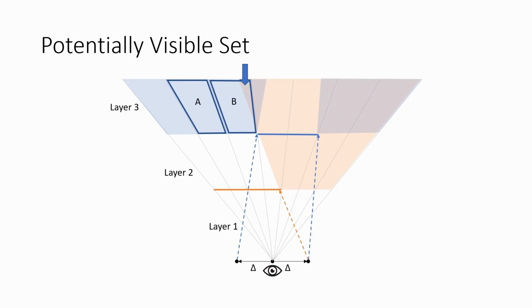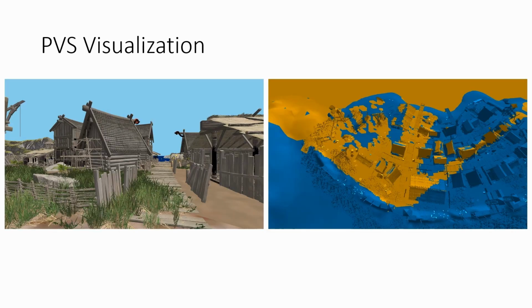High parallelism and order independence make our method about 1 order of magnitude faster than previous potentially visible set methods. Next, we show some examples from the scenes used in our evaluation. Primitives included in the potentially visible set are colored orange. Primitives not included in the potentially visible set are colored blue.